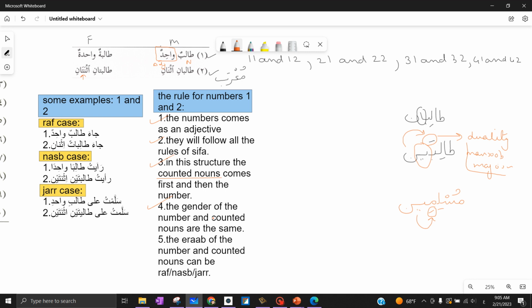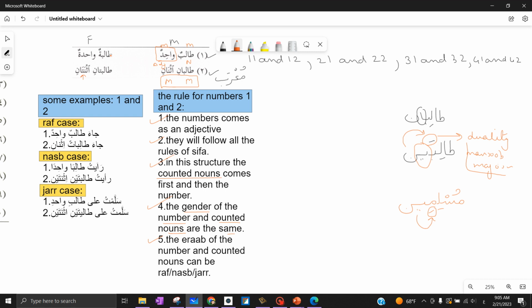4, the gender of the number and counted nouns. Now we are speaking about the gender of the number and counted nouns: they are the same. That means the gender of number and counted nouns will be male and male. So you see, it should be male and male. The genders should be same. What is the 5th point? The eraab of the number and counted nouns can be raf, nasb and jar. Means both of them can take all the 3 harakas, either fatha, dhamma or kasra.